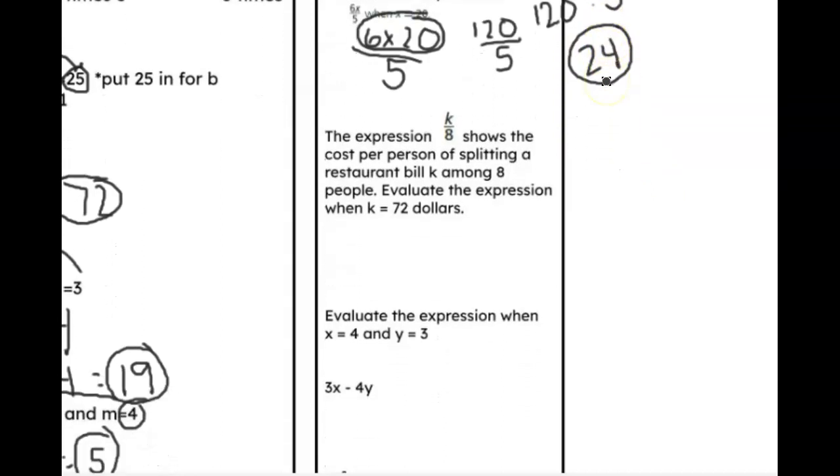Let's look at our first word problem. The expression K over 8 shows the cost per person of splitting a restaurant bill K among 8 people. So instead of writing K over 8, we could have done K divided by 8. Evaluate the expression when K equals 72. So we're going to take 72 and put it in for K. 72 divided by 8 equals 9. So the cost is $9.